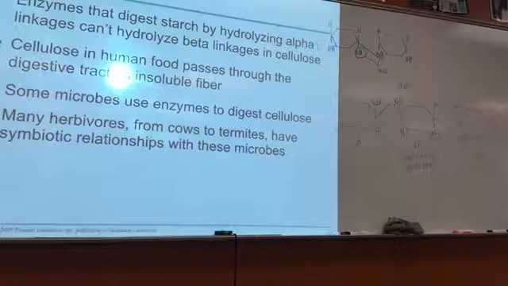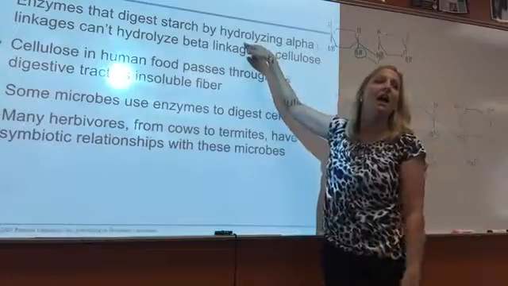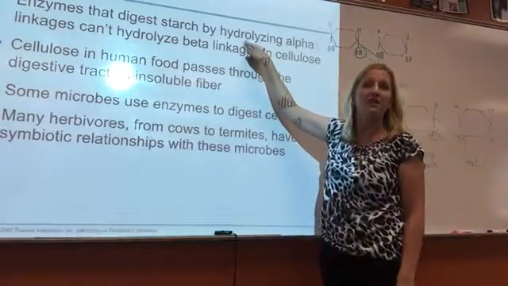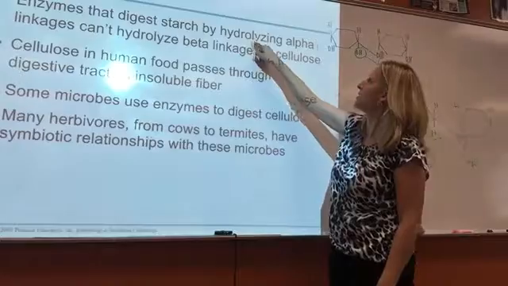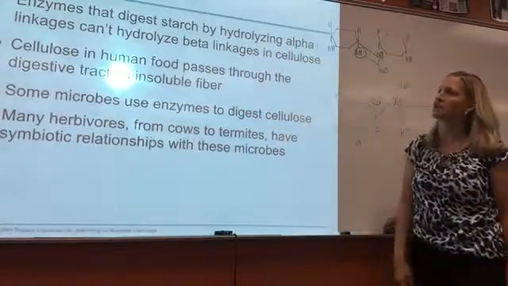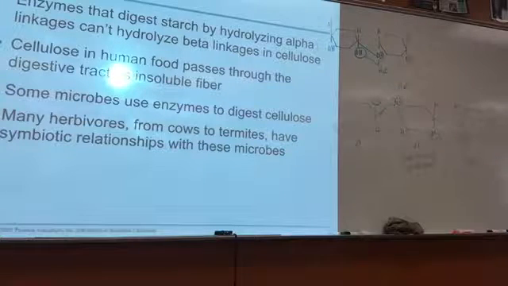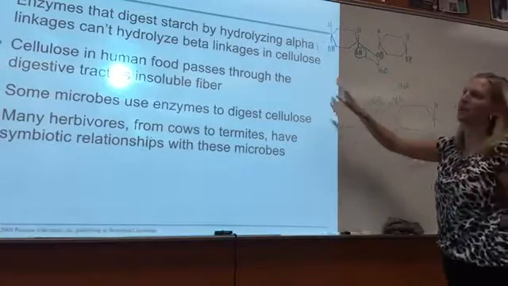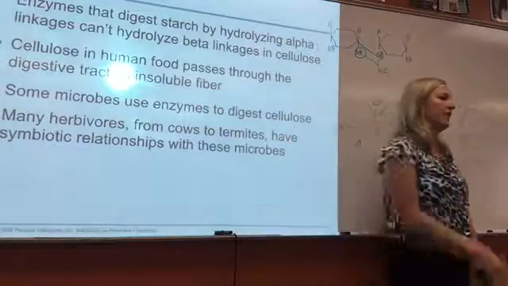And so we're going to write here a little bit about what I just talked about with the structure and digestion and so on. Enzymes that digest starch by hydrolyzing. This word, hydrolyzing, comes from the word hydrolysis. Hydrolysis is using water to split. So hydrolyzing, that's another way to say digesting, or breaking apart. The alpha linkages can't hydrolyze beta linkages in cellulose. So as I said, cellulose in humans passes right through the digestive tract as insoluble fiber.